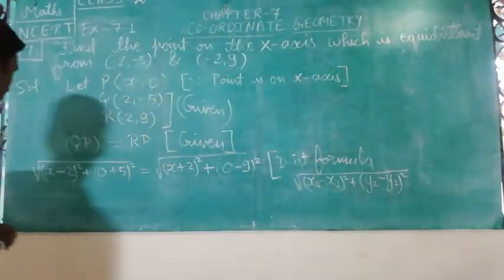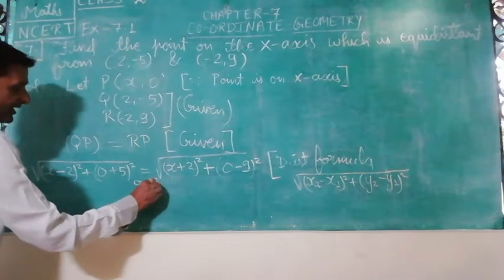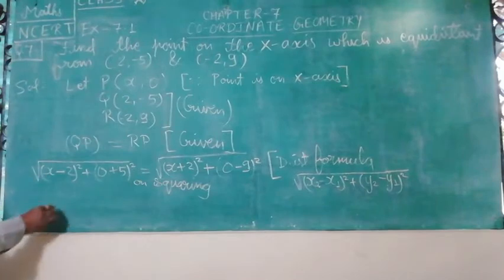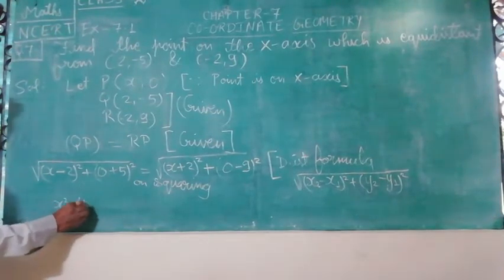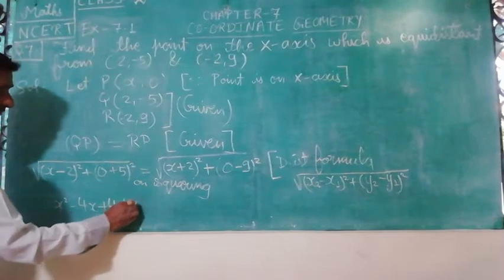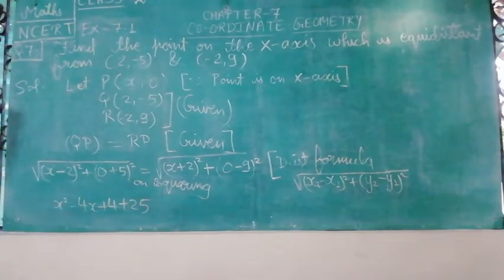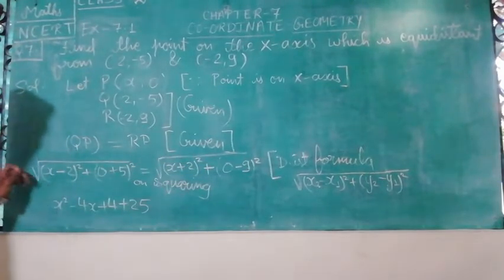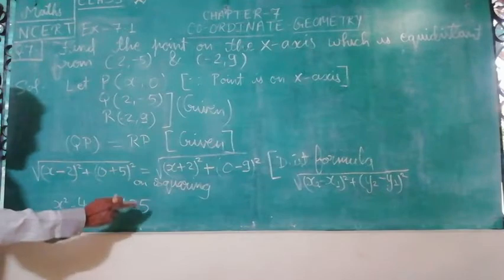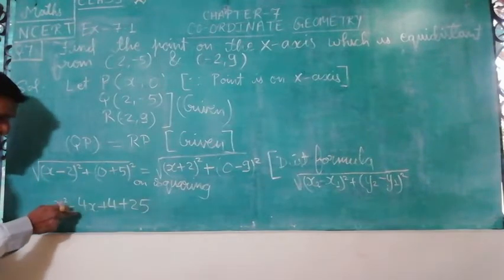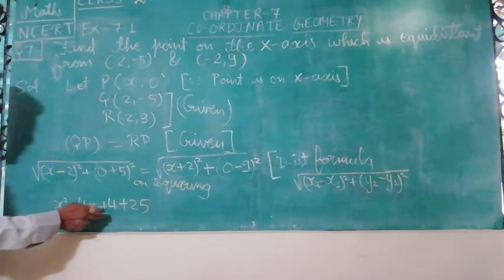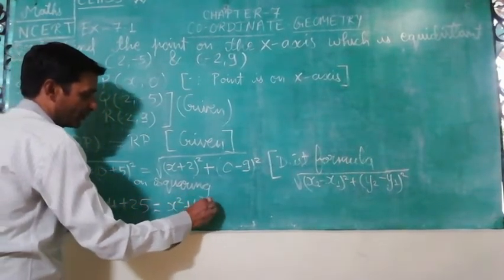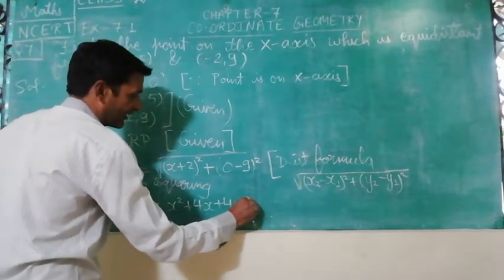So now on squaring, why are we squaring it? For removing the root. So on squaring, what will it become? It will become x square minus 4x plus 4 plus 25. We have applied the formula for (a minus b) whole square, and by squaring we have removed the roots of both the sides. That is x square minus 4x plus 4, and here it is x square plus 4x plus 4, and here it is 81.